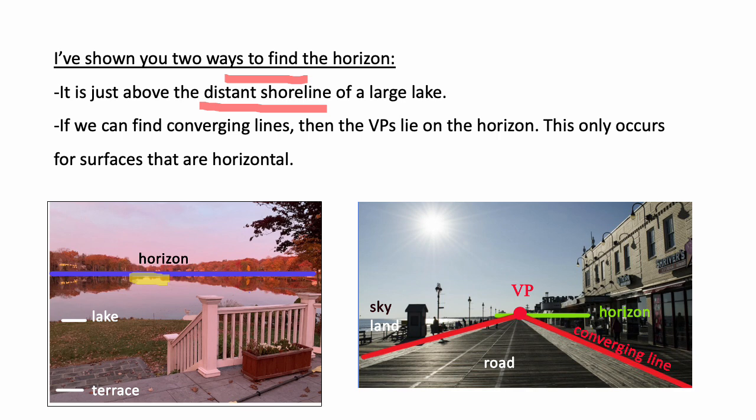The second way is to follow converging lines to the vanishing point on the horizon. So this road, which is horizontal, has a vanishing point on the horizon, and we can see that the horizon is the separation of sky from land.